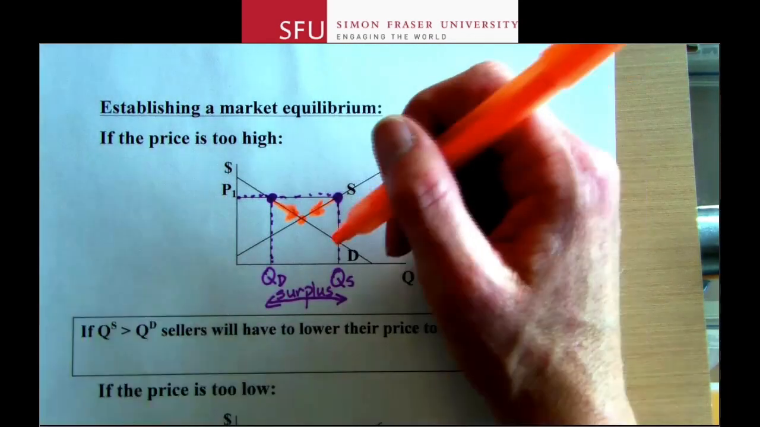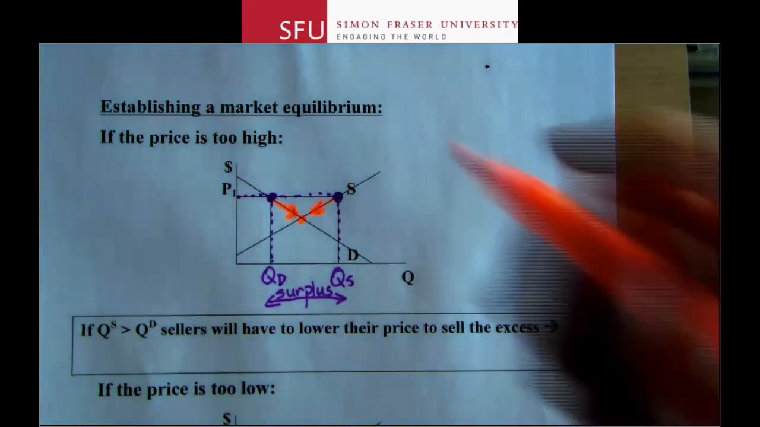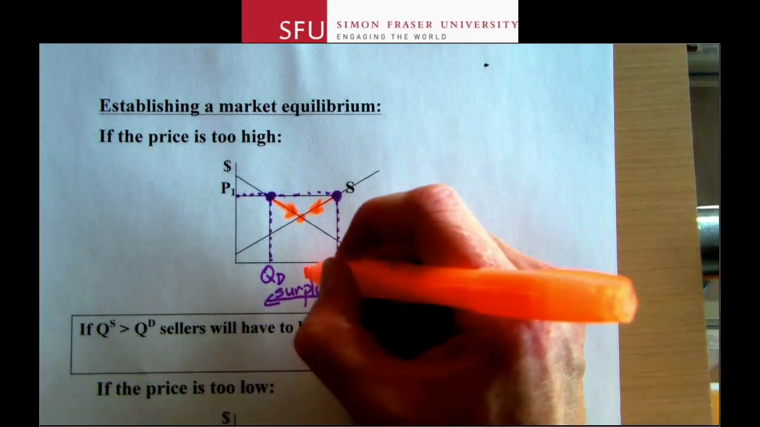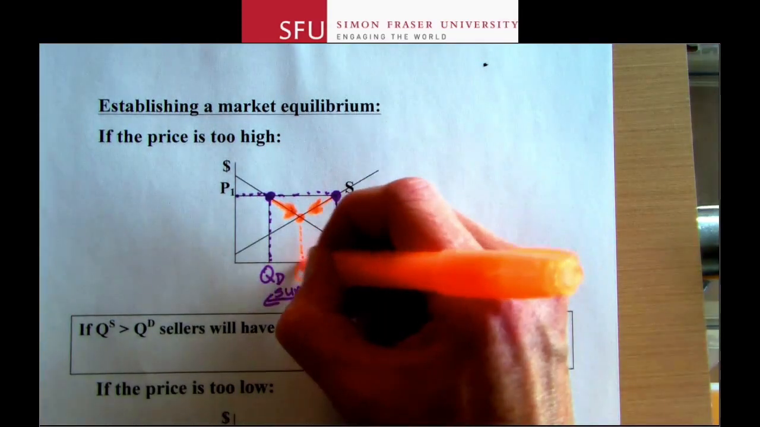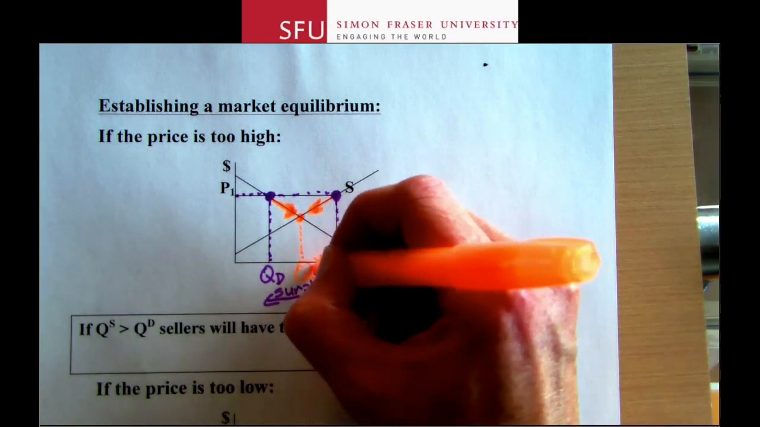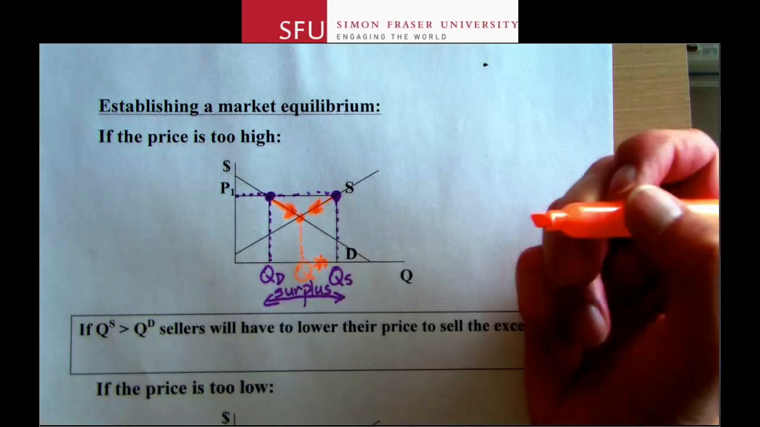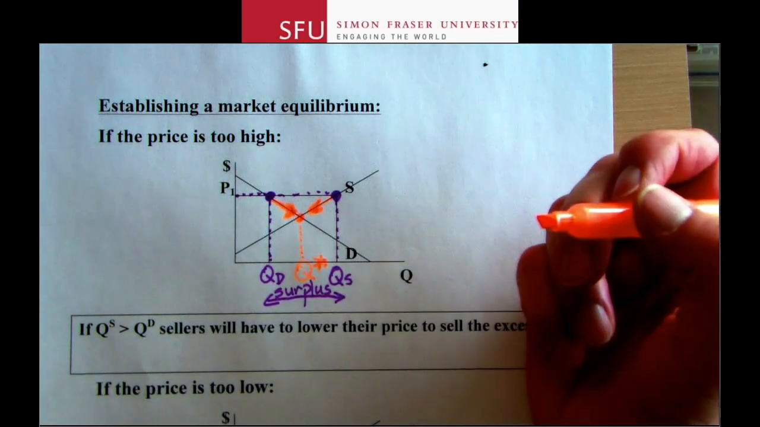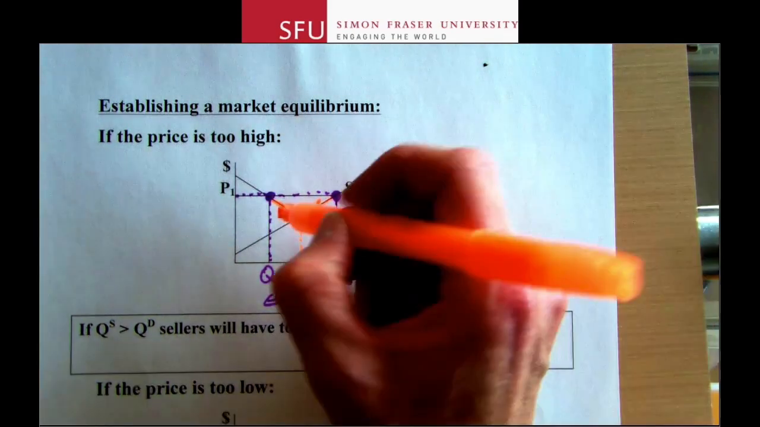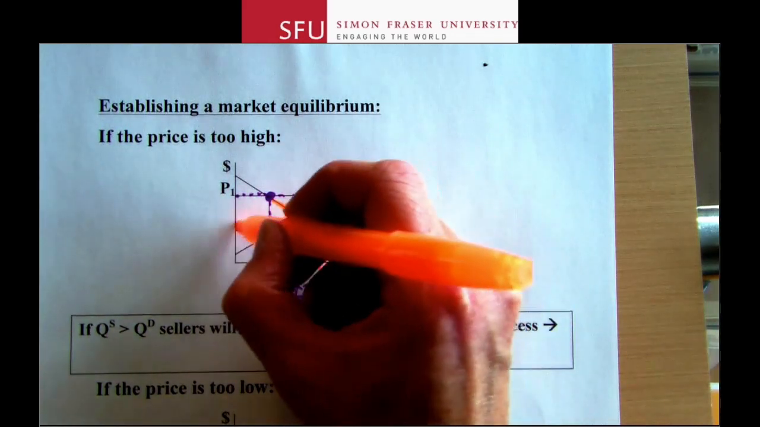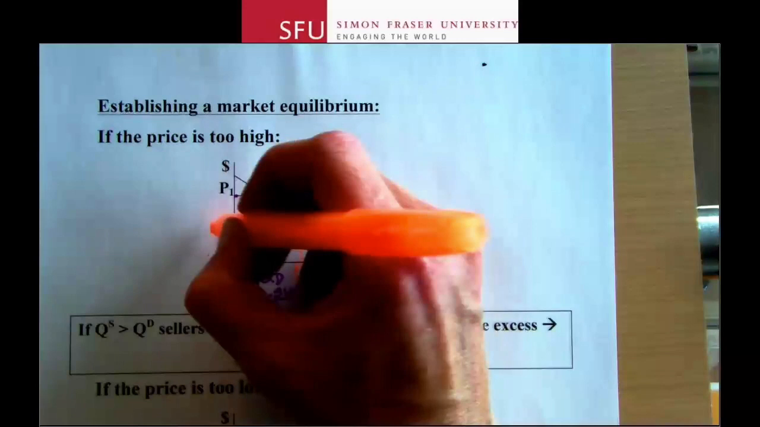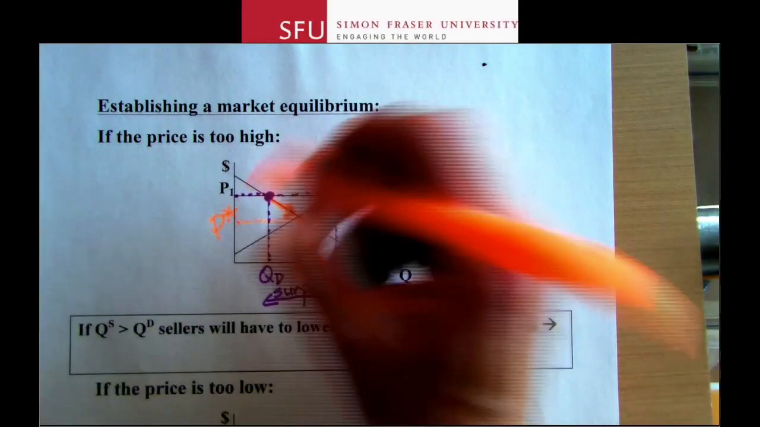And that equilibrium is an equilibrium because the quantity that consumers are going to buy and the quantity that sellers want to sell is the same. So we call that Q star, and the price that allows for that equilibrium we'll call P star.